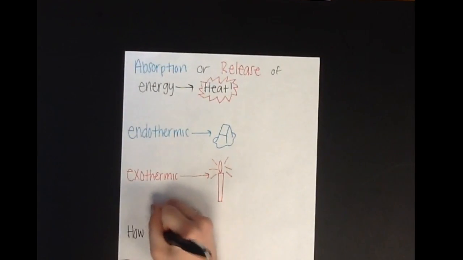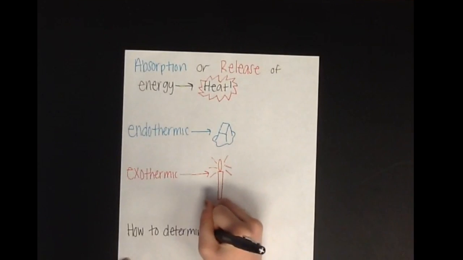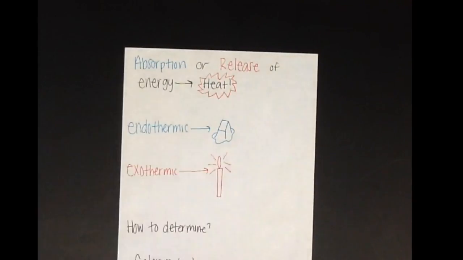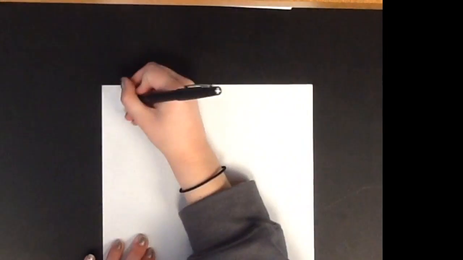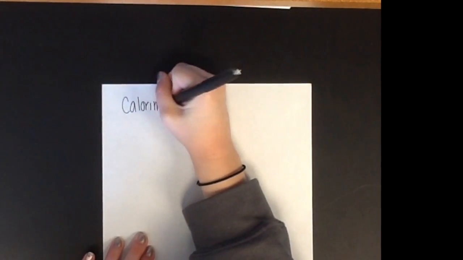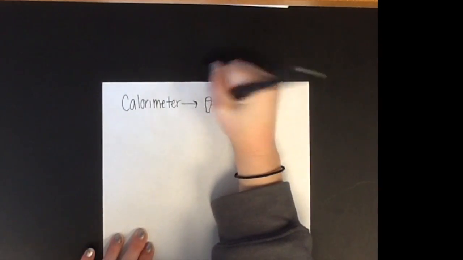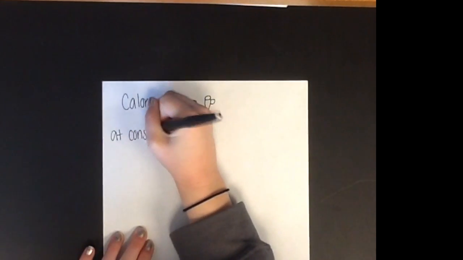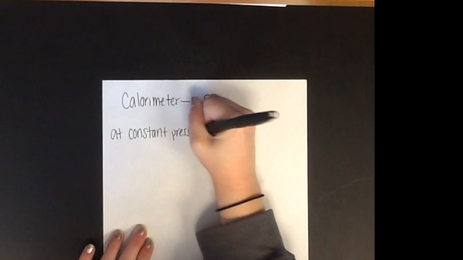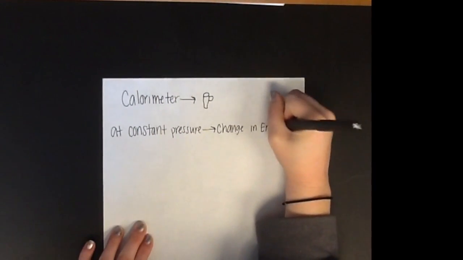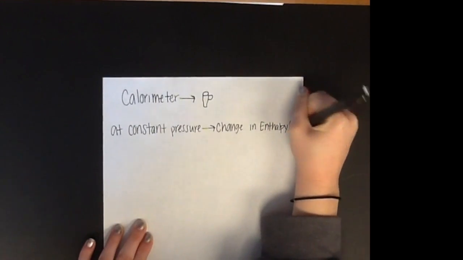We determine whether a reaction is endothermic or exothermic by using a calorimeter. A calorimeter is an isolated system or container like a coffee thermos. When a reaction in a calorimeter is carried out at constant pressure, we can determine the change in enthalpy, which is just another word for heat.